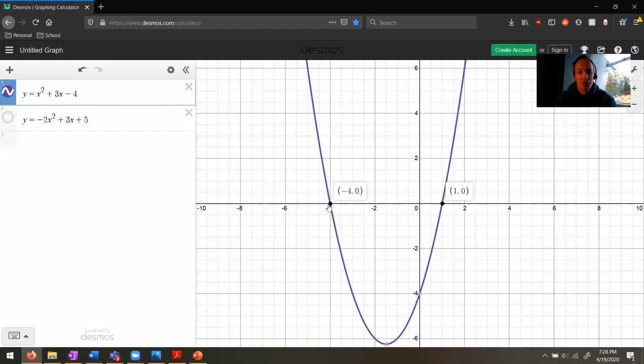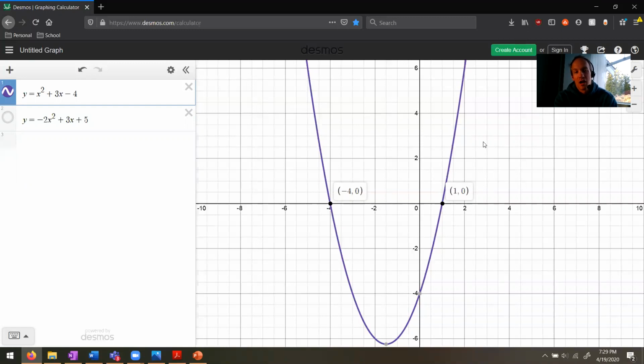You can see very clearly that when x is negative 4, or anything less than that, the graph is above the x-axis. So if we're looking for the values of x for which y is greater than 0, we could say x is less than negative 4, and we could also say x is greater than 1.